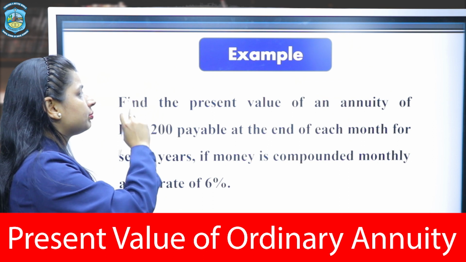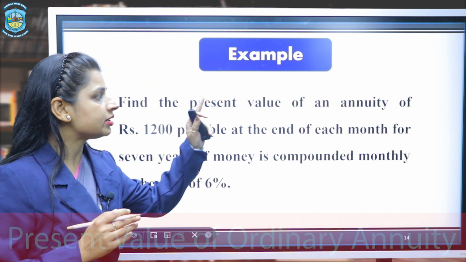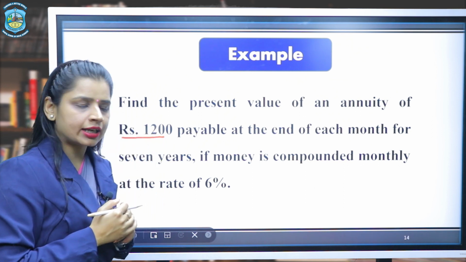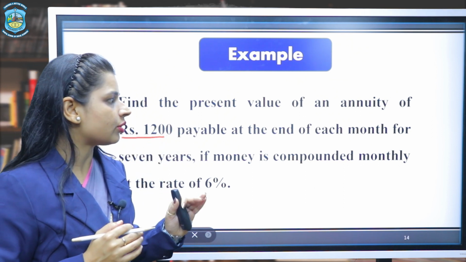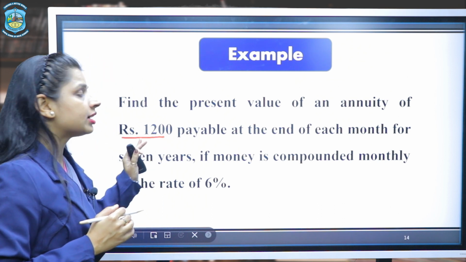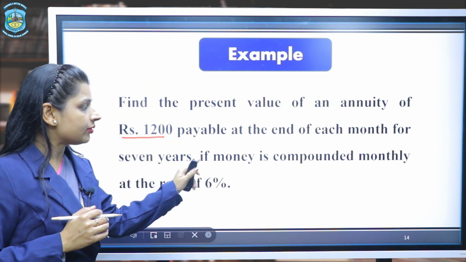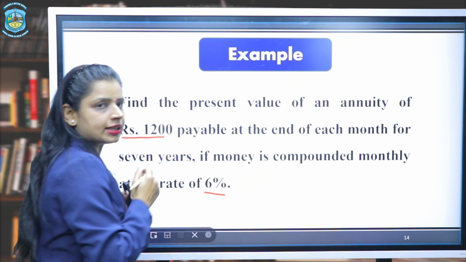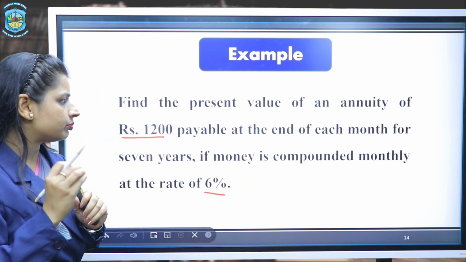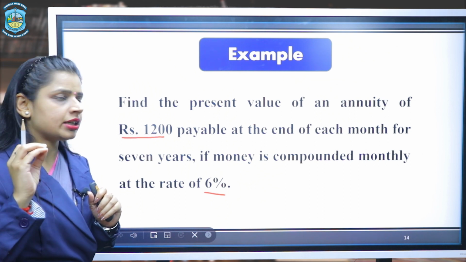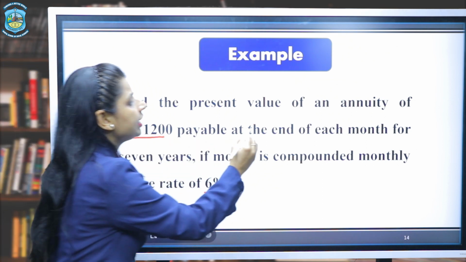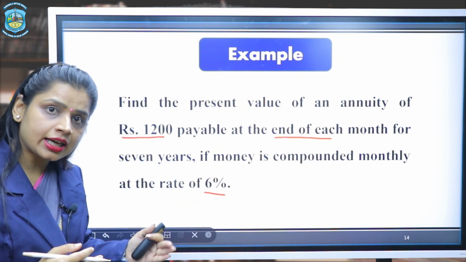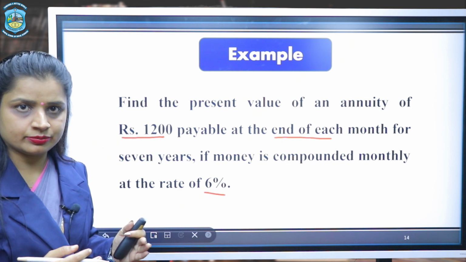So, in this example, we have to find the present value of an annuity of rupees 1,200 payable at the end of each month for 7 years, and the money is compounded monthly at the rate of 6%. Just observe that the person is paying the installment at the end of each month. That is, it is the case of an ordinary annuity.